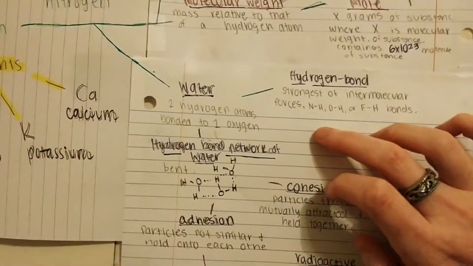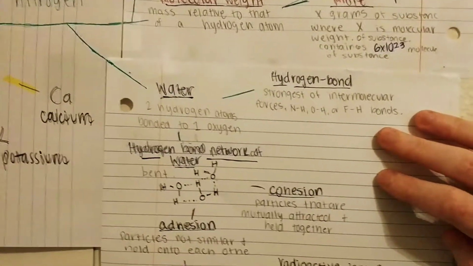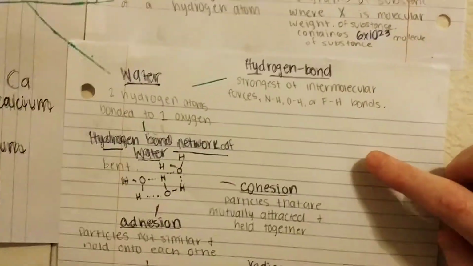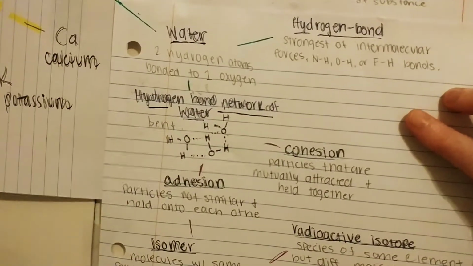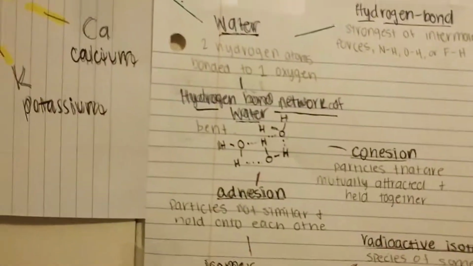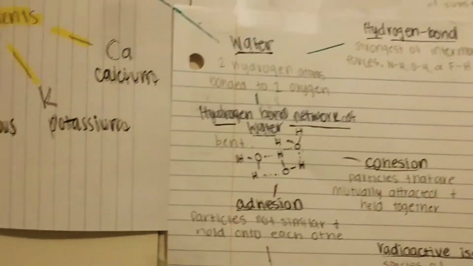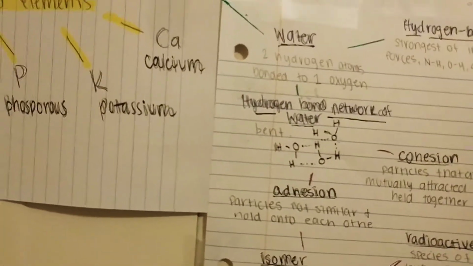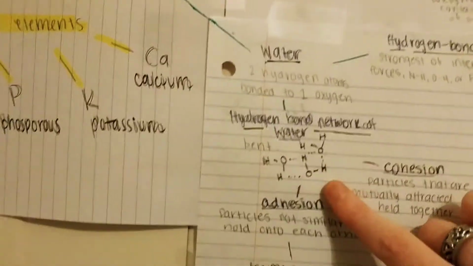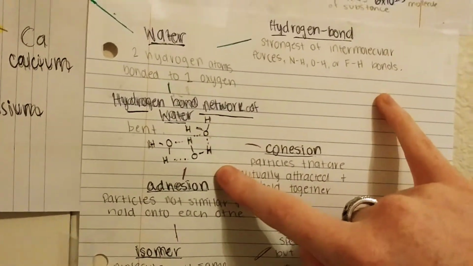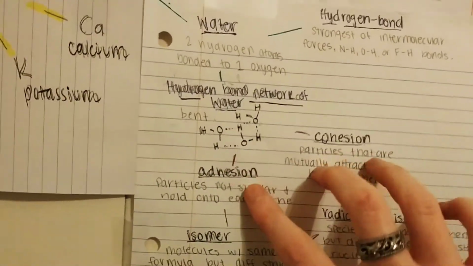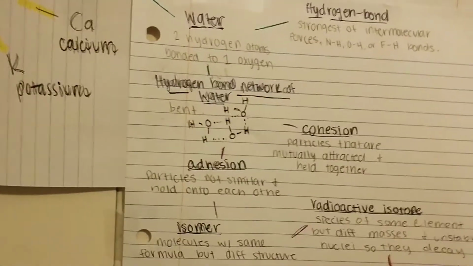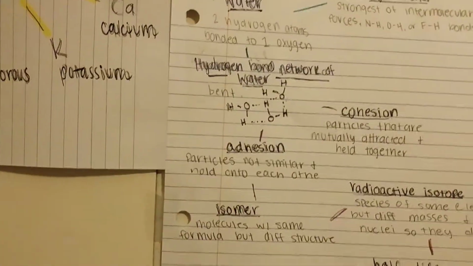And that is a hydrogen bond, which is the strongest of the intermolecular forces, which is found in NH, OH, or FH bonds, not carbon-hydrogen bonds. A hydrogen bond network of water, which has a bent shape, and the bent shape and the hydrogen bond allow it to be liquid at room temperature. And we have cohesion and adhesion. Cohesion is particles that are mutually attracted and held together. Adhesion is particles that are not similar and hold on to each other.